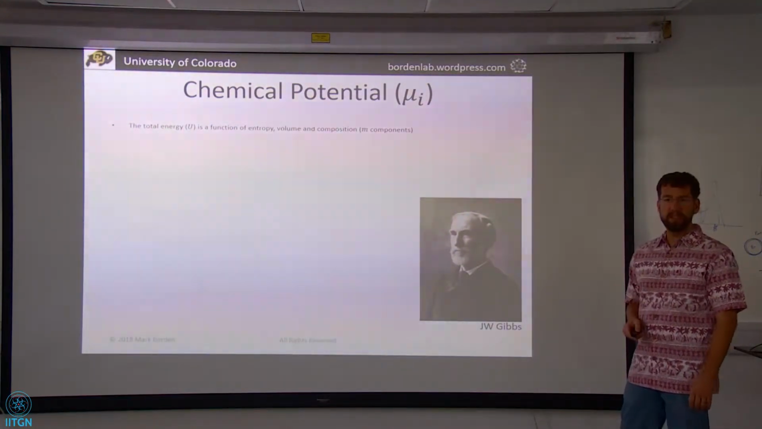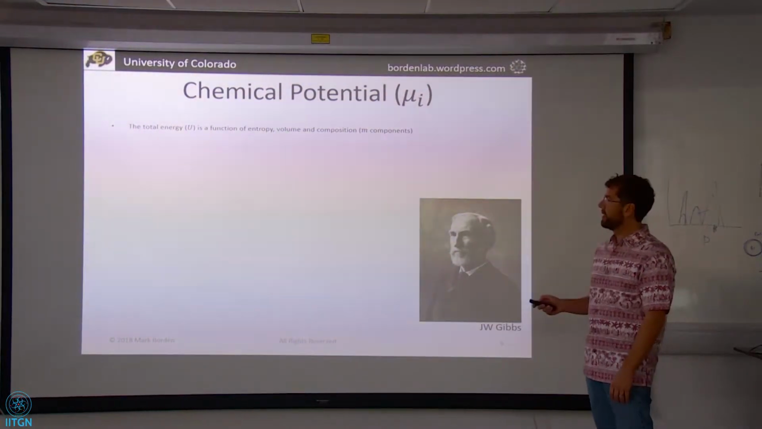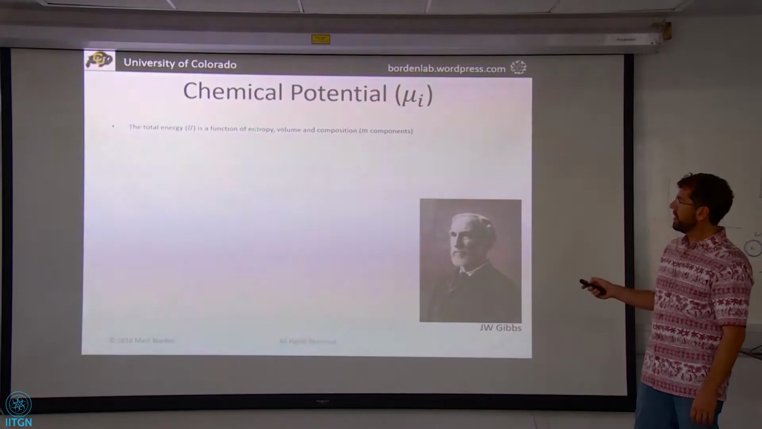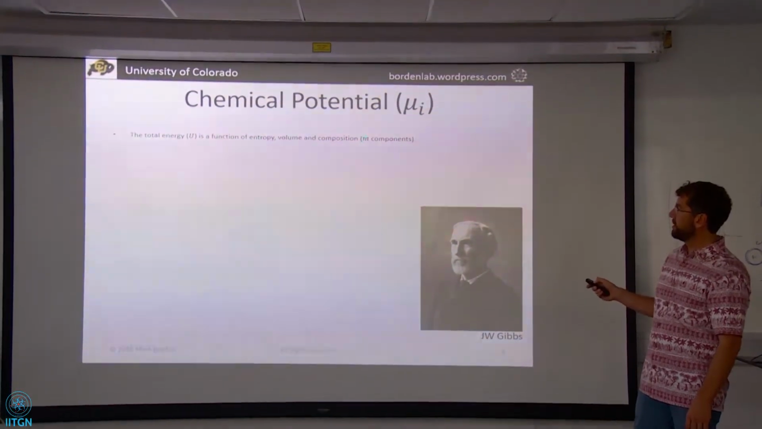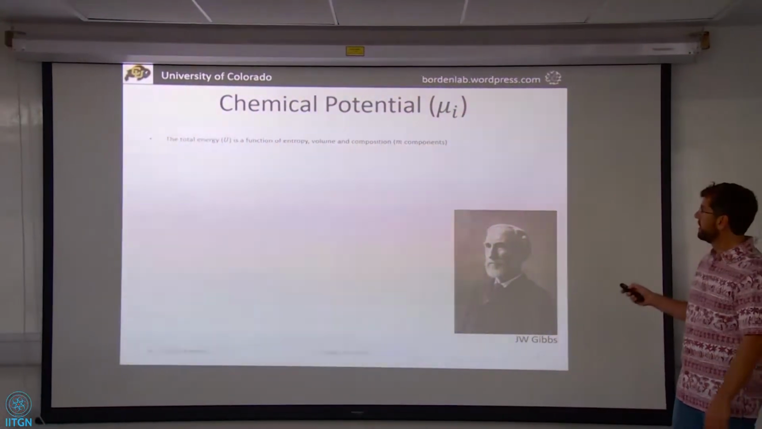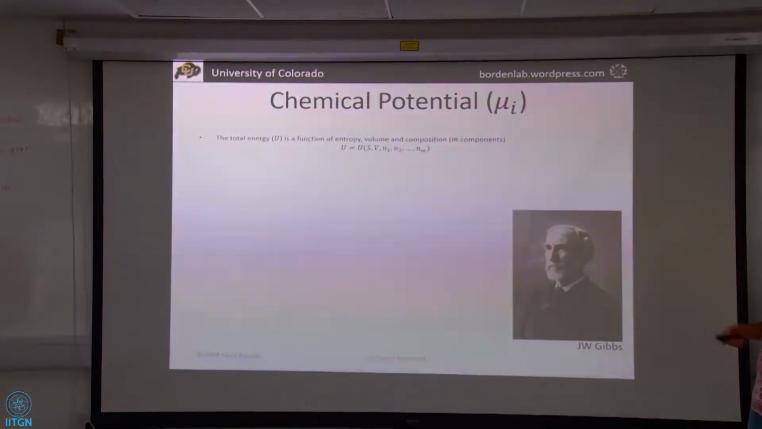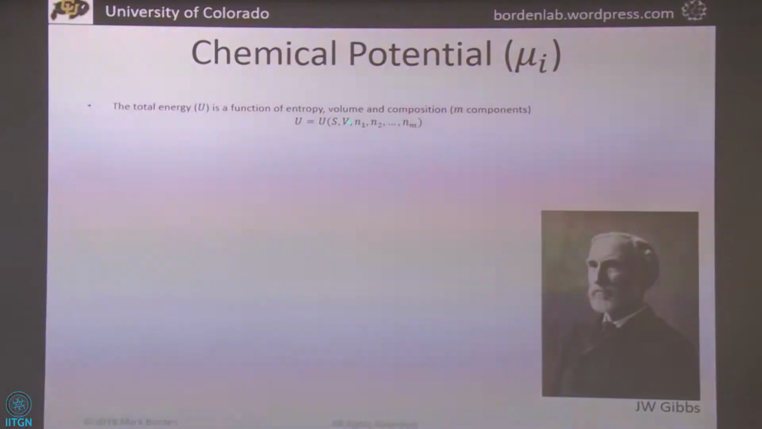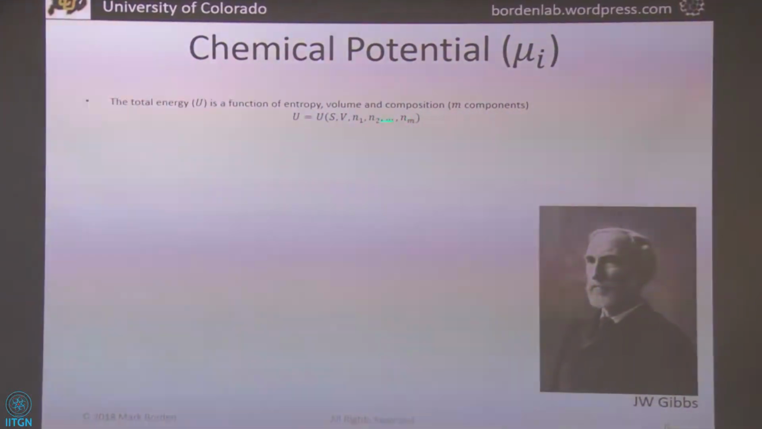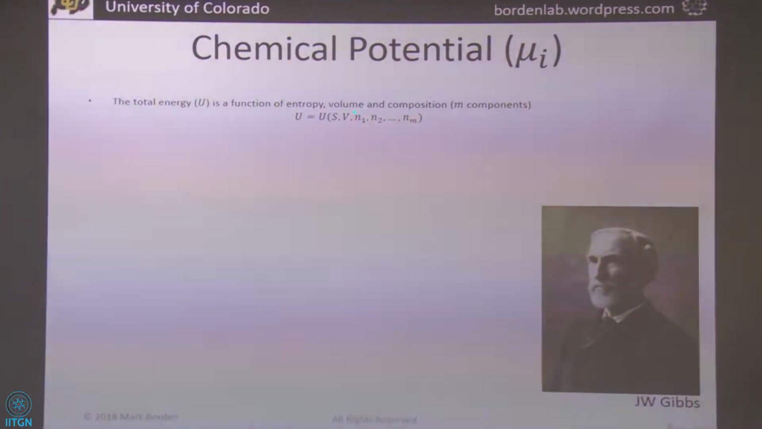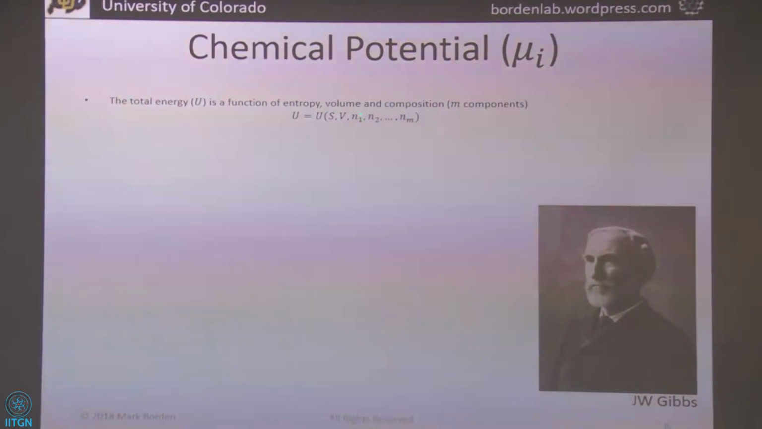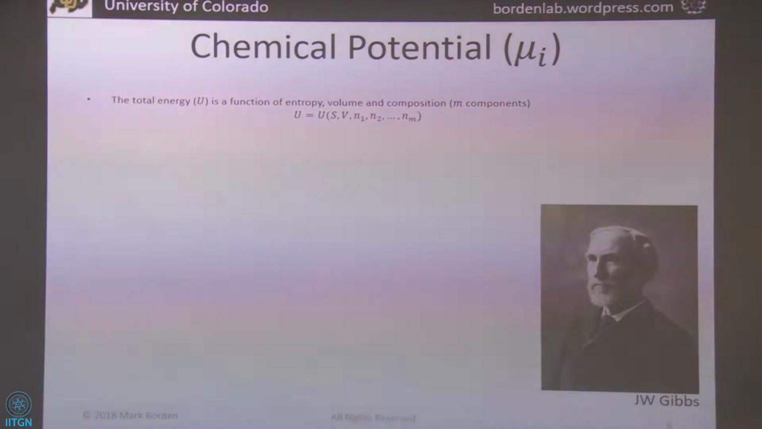Everybody read that okay? It's somewhat small font, so I'll read it. So the total energy, capital U, is a function of entropy, volume, and composition. So this is the basic idea. You have M components. So U is a function of entropy, S, volume, V, and then components. And these n are the number of moles of that component. And you have components 1, 2, 3, all the way up to component M.